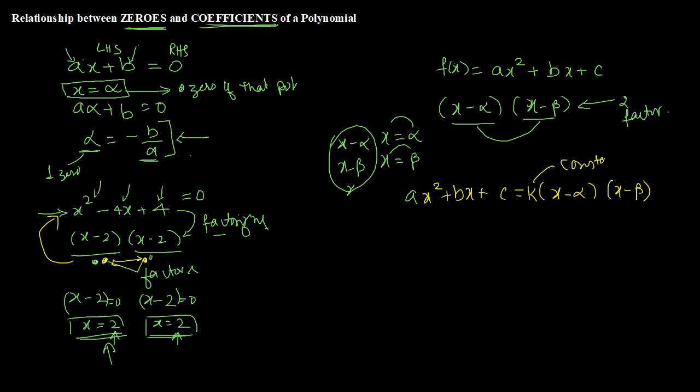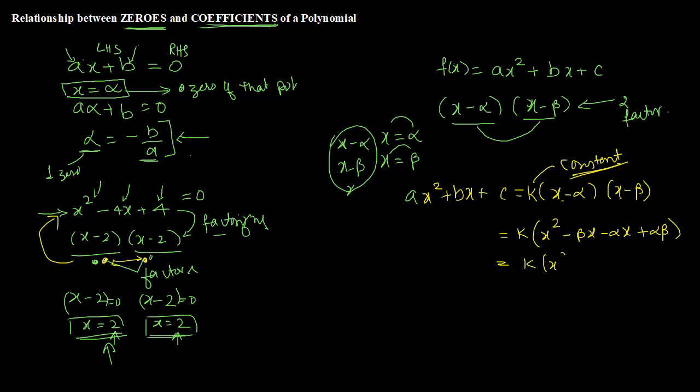K is a constant. This constant can be anything. It might be 1, it will not be 0. It might be 1 or it might be a different number. So k is a constant which can take any number. So if I multiply that, x into x, x square, then x into minus beta is minus beta x, minus alpha x, and minus into minus gives plus alpha beta.